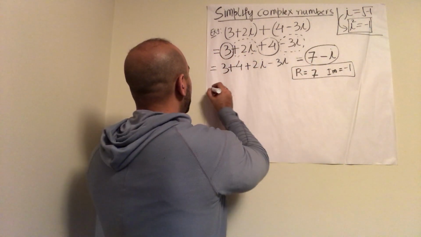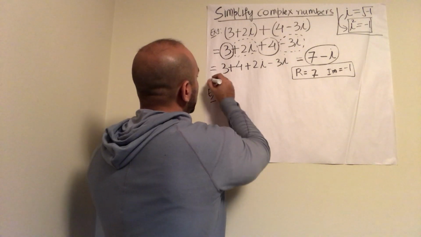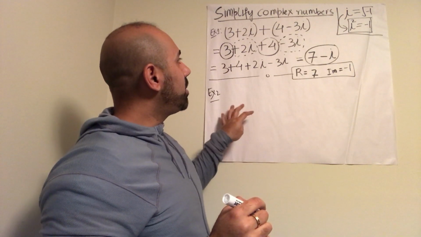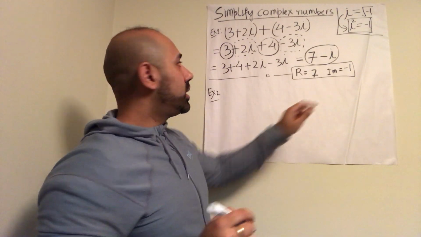Okay, so moving on to example 2. That was the addition. Let us look at a subtraction problem. For the subtraction, I'm actually going to use three complex numbers.